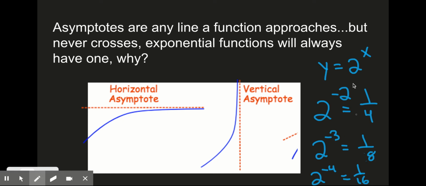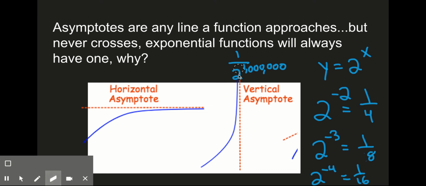All of these exponential functions will have that. There will be some value that they never actually get to. Right? No matter, even if I made this negative a million, I'd be 1 over 2 to the power of a million, which would be really small, but it wouldn't be nothing. It'd be 1 over this really large number, but even that isn't nothing. So I would never cross 0.